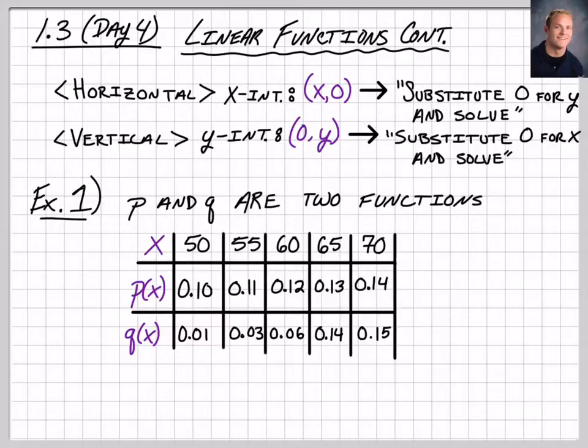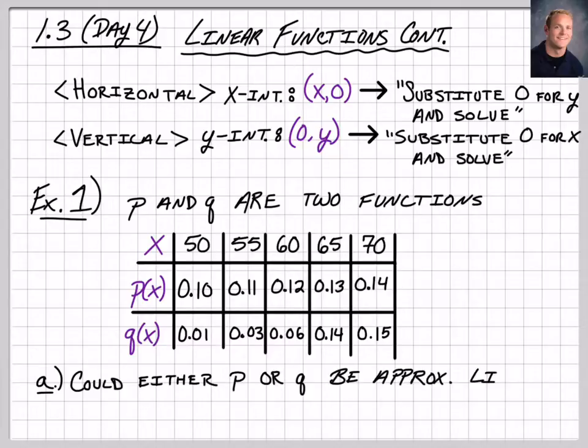So when we start to look at these and compare these, the first part I want to ask you, part A, could either p or q be approximately linear? So just based on this information alone, you've got the table of inputs and outputs for the p function and the q function. What do you think? Could either p or q, or maybe both, be approximately linear?